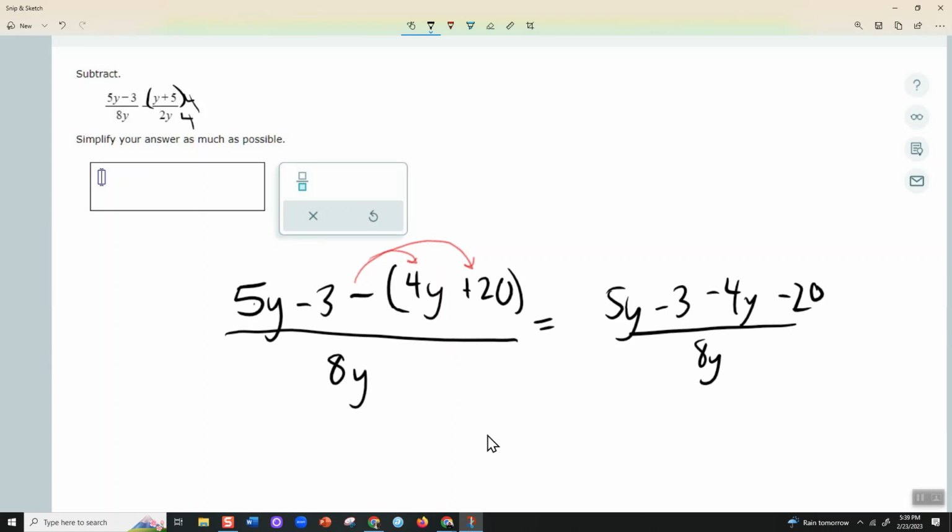5y minus 4y is 1y. Negative 3 minus 20 is negative 23. And that's all over 8y. The end of that problem.